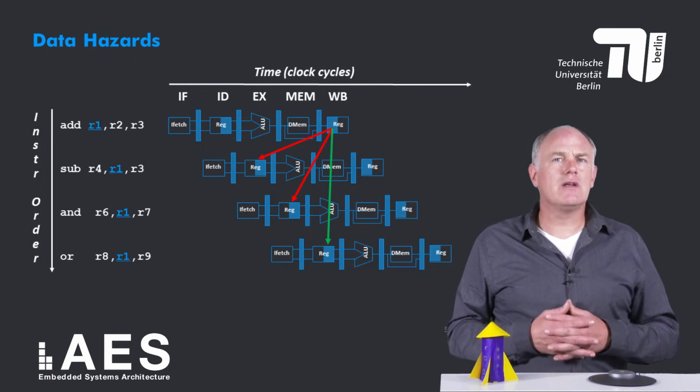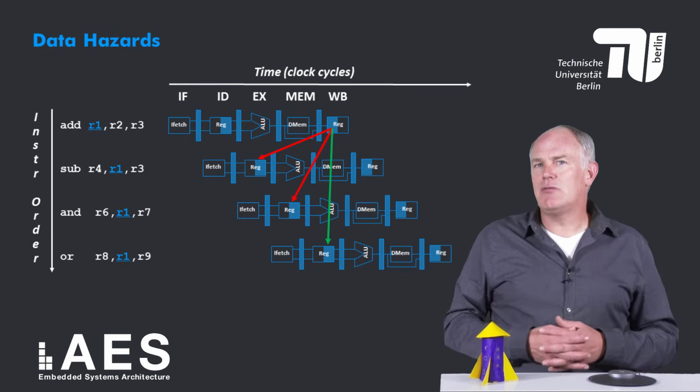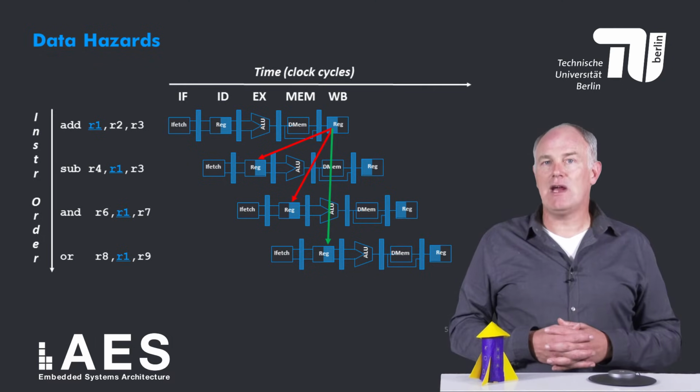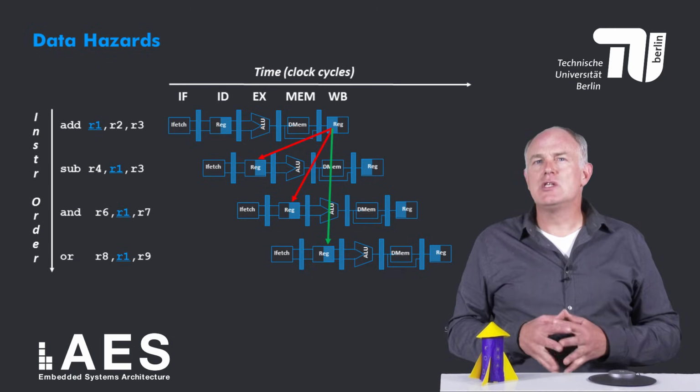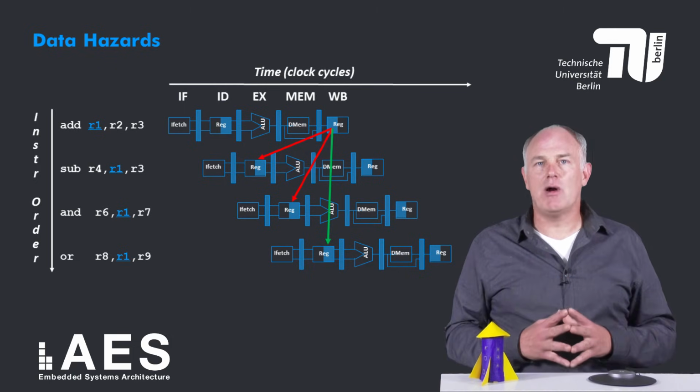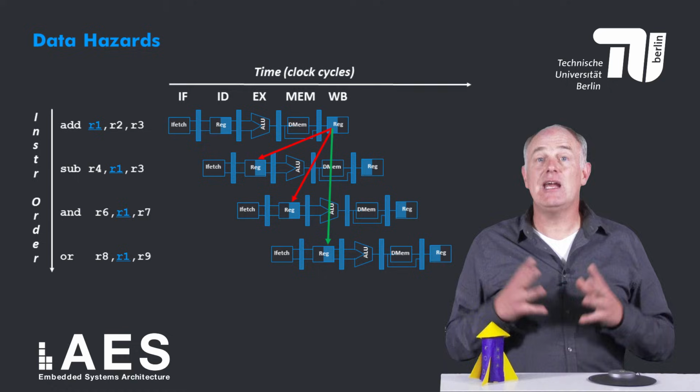How do we solve it? Should we stall the pipeline for 2 cycles so that the subtract and AND instruction will read the correct value? No, such dependencies happen way too often. This would make our processor way too slow. Then what?